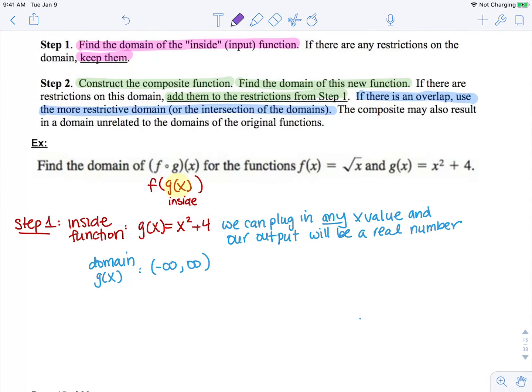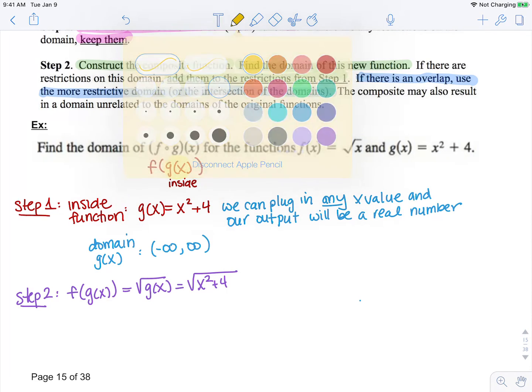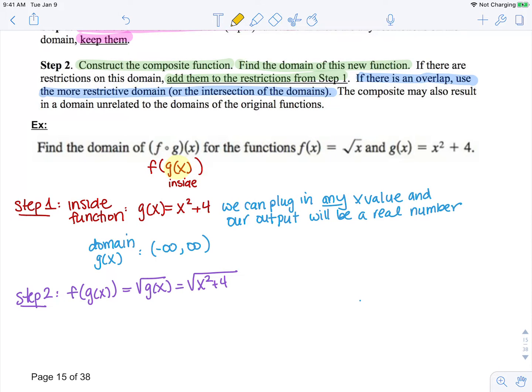Now we need to move on to step 2. First, we need to construct the composite function. So f of g of x equals square root of g of x, which equals the square root of x squared plus 4. So now we need to ask ourselves, for this composite function, what would make a real number if we plug it in?